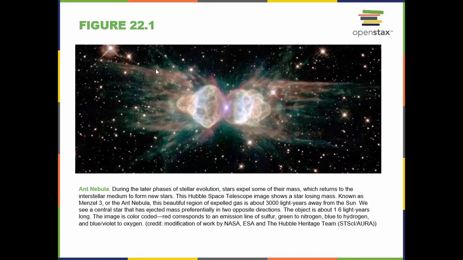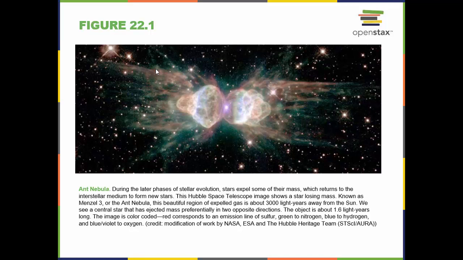So now we have to look quickly at how these stars begin to form and how planets begin to form. During the latest phases of stellar evolution, this is the Ant Nebula, these stars expel some of their mass, which returns to the interstellar medium to form new stars. So the Hubble Space Telescope image shows the star losing mass, known as Menzel 3, or the Ant Nebula.